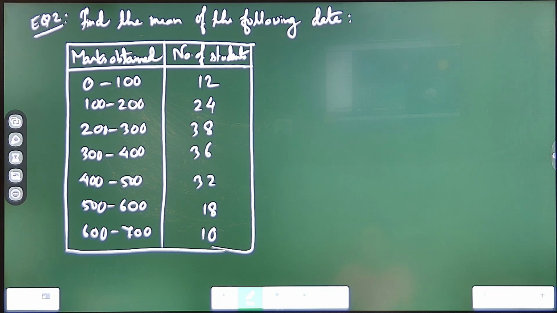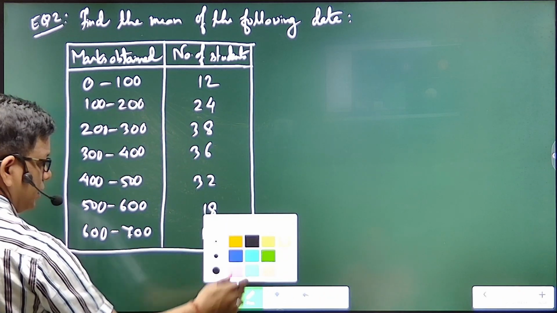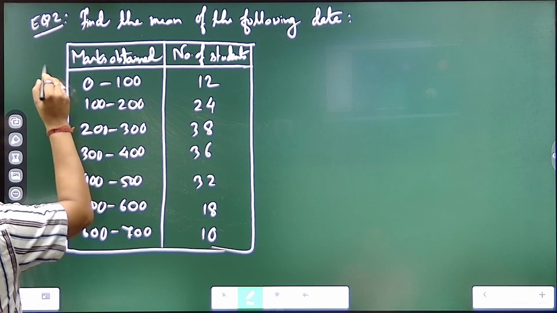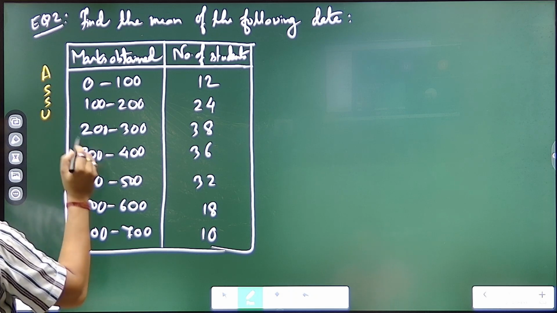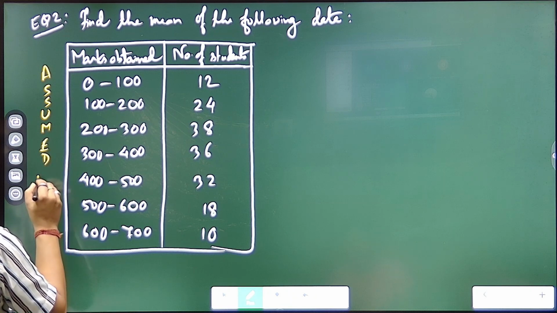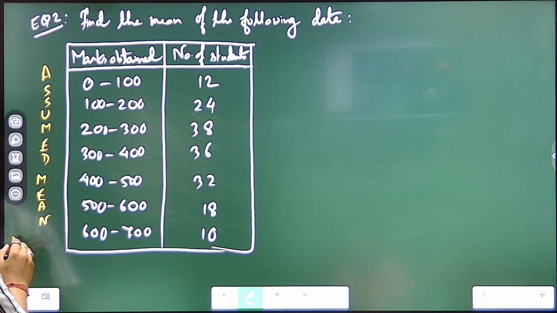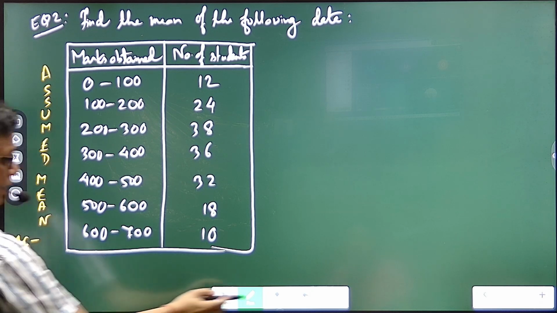Right. So now I am going to explain the assumed mean method, or the other name, the shortcut method. So we are going to do the assumed mean method. Let us apply it now.